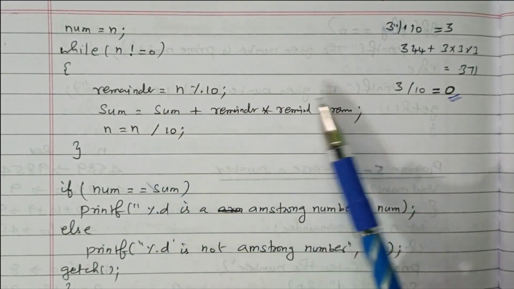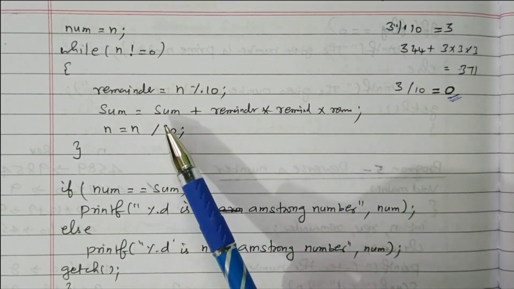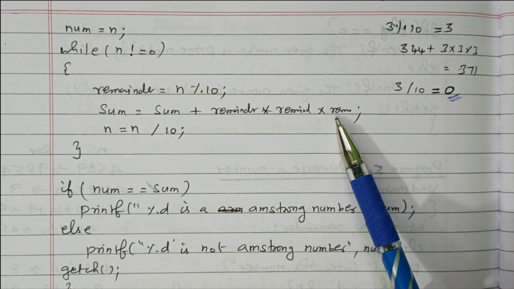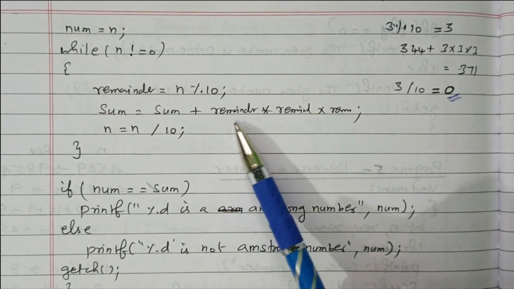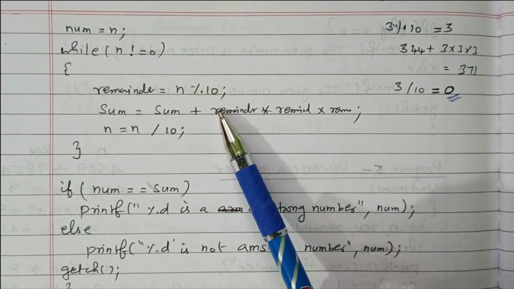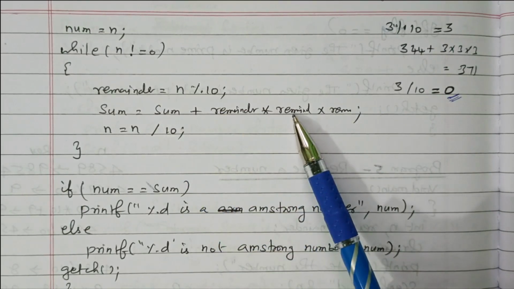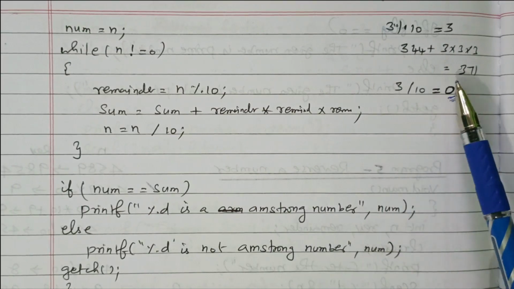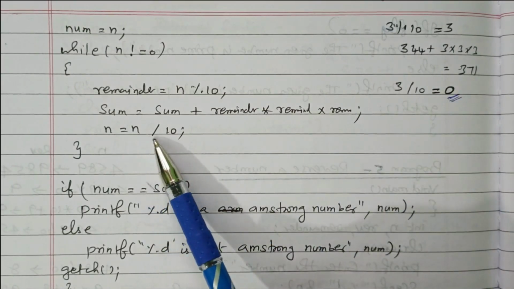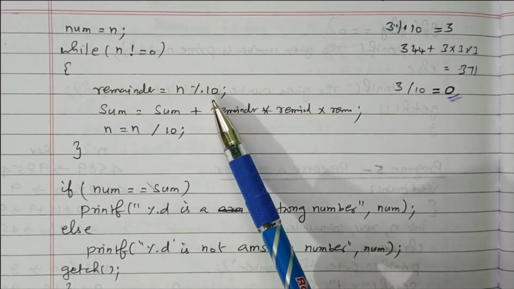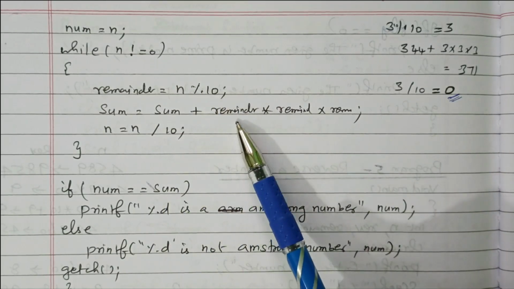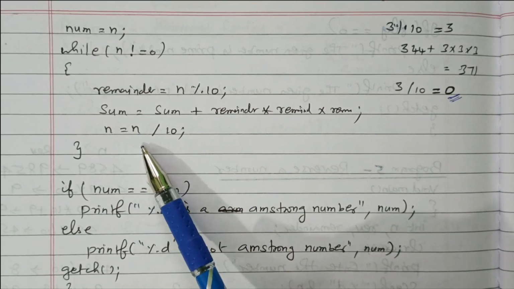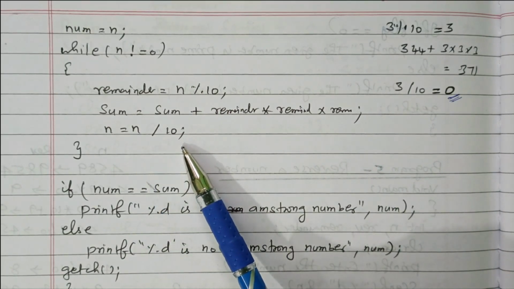Sum equal to sum plus remainder into remainder into remainder, because the cube of the value should be added, right? In this, the sum is initially 0. The first digit's cube is taken, then it is added. In order to reduce the digit, we divide by 10. So this is our three processes: modulo division by 10, adding the cube of the value, and divide by 10. n equal to n divided by 10. Now the digit is reduced.